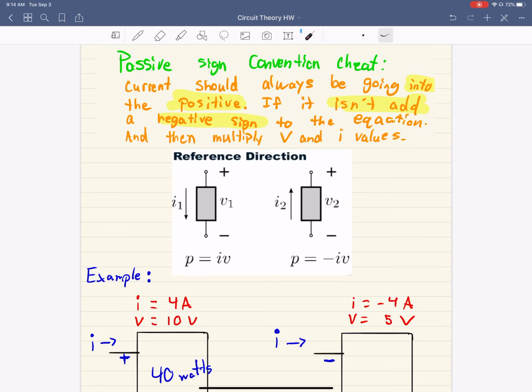Hey everybody, today I'm going to show you how to use passive sign convention. It's a little tricky at first, but it's pretty simple. So let me explain it. I'm going to do this really quickly.